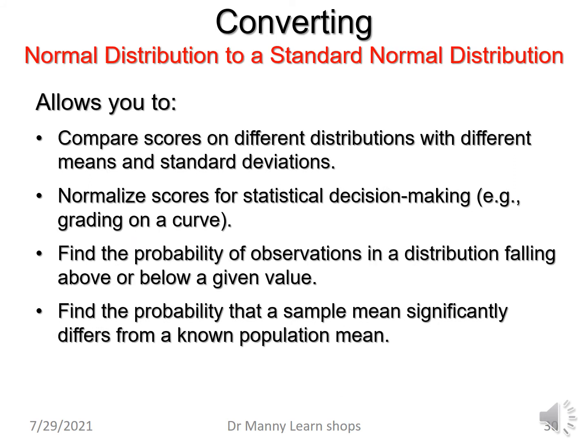So when you convert a normal distribution to a standard normal distribution, this allows you to compare scores on different distributions with different means and standard deviations. Normal scores are used for statistical decision making, for example, grading on a curve. Finding the probability of observations in a distribution falling above or below a given value. Or finding the probability that a sample mean significantly differs from a known population.